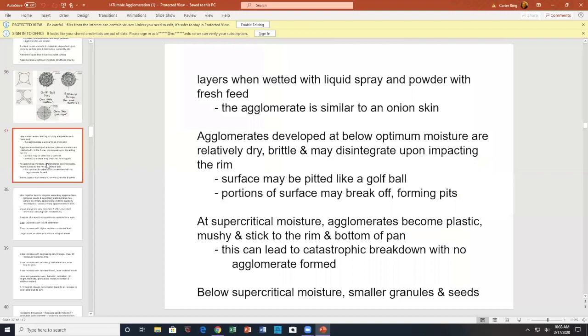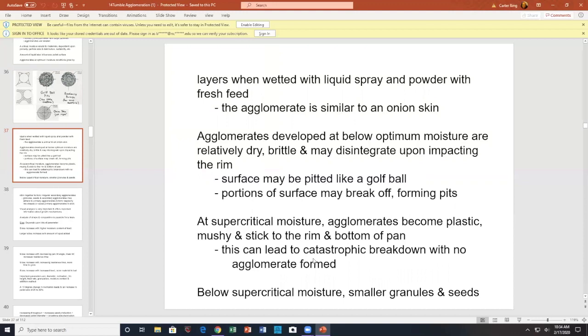So we have agglomerates developed below optimum moisture: relatively dry, brittle, may disintegrate. Fines impacting on the rim, they may be pitted like a golf ball. Portions of the surface may break off and form pits. At critical moisture, the agglomerates become plastic, mushy, and stick to the rim and bottom of the pan. This leads to catastrophic breakdown with no agglomerate formed.